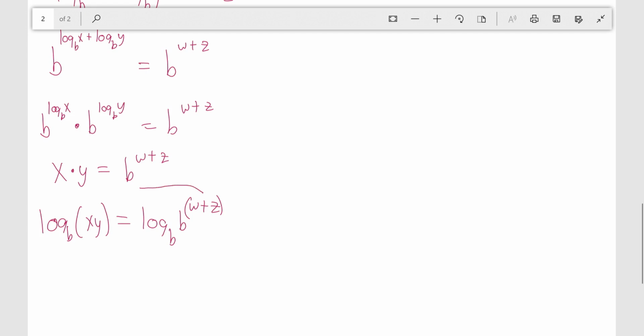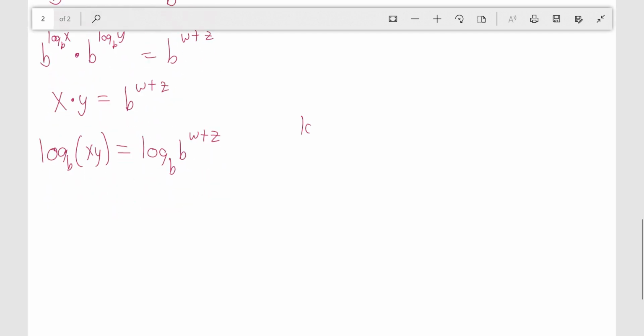Now, I can bring this part of the log expression to the front. Oh, wait, no, I can't do that actually because we haven't proved that yet. But I do know by the definition of a log, like if this was log base 2 of 2 to the 20th, the number I raised 2 to, to get 2 to the 20th, is 20. So these, again, are inverses, and they're going to cancel each other out. So I get log base b of xy equals w plus z.